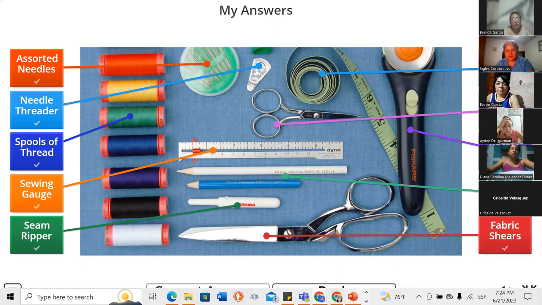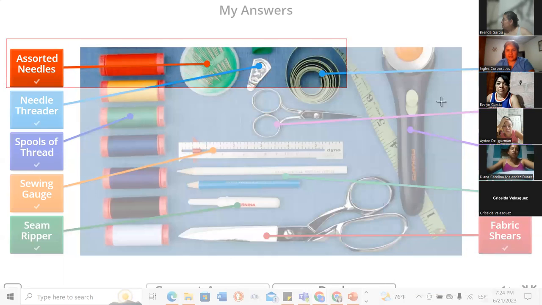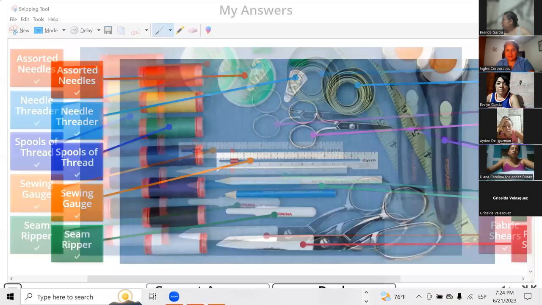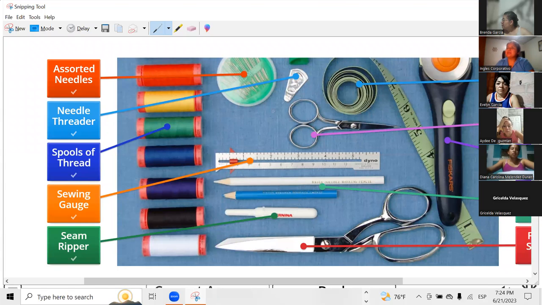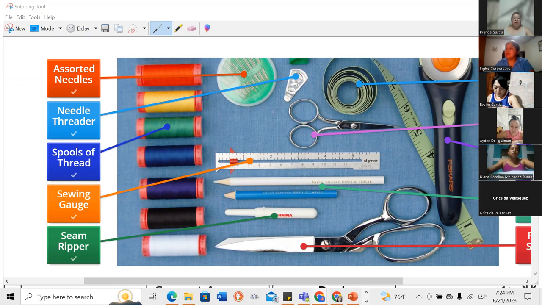Okay, I will send an image of this. La voy a enviar una imagen. Because you are going to use them later. Lo voy a usar más tarde, ¿ok? Como para reportar. If you want to report a problem that you have with those tools, you need to know the names of the tools. Okay, there you have the names in the chat.